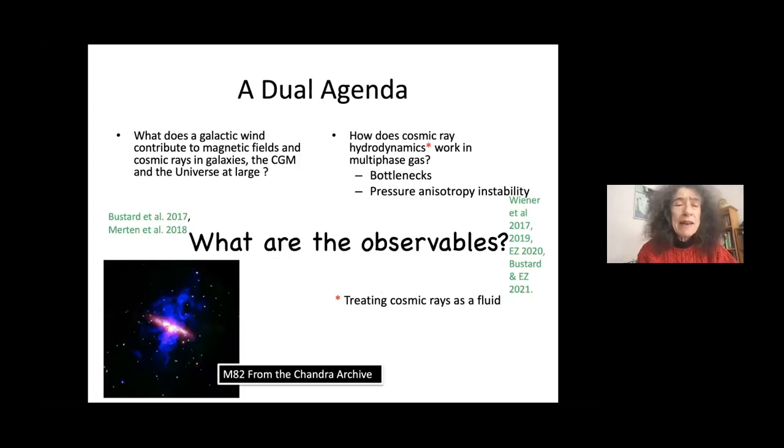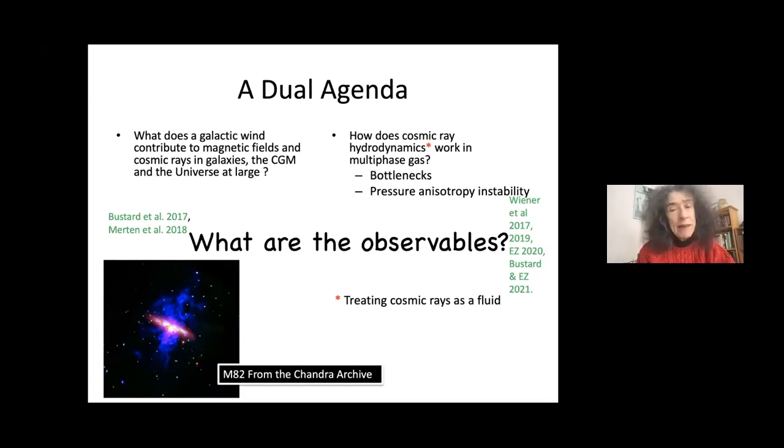So with that as a background, I have a dual agenda here. One is to consider a flow-dominated regime, namely a regime with a strong galactic wind, and ask what that contributes to magnetic fields and cosmic rays in galaxies, the CGM, and the universe at large. And that's going to be a short talk in green for both topics. Actually, there are a couple of papers that you can look at.